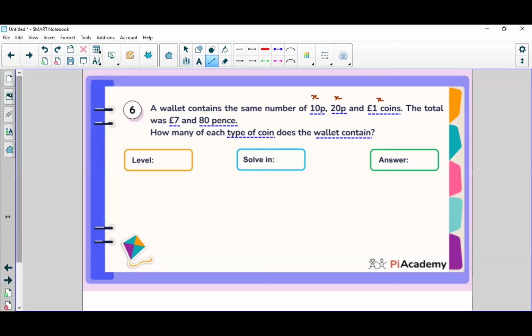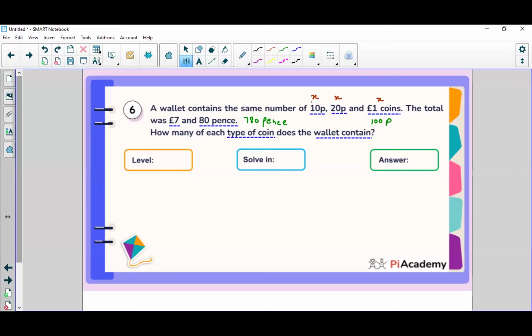So guys, again, consider all of the values in pence only. So this is in pence, this is in pence, and we can change 1 pound into 100 pence. And this is the total amount, 7 pounds and 80 pence. So 7 pounds is 700, and this is 80. So 780 pence.